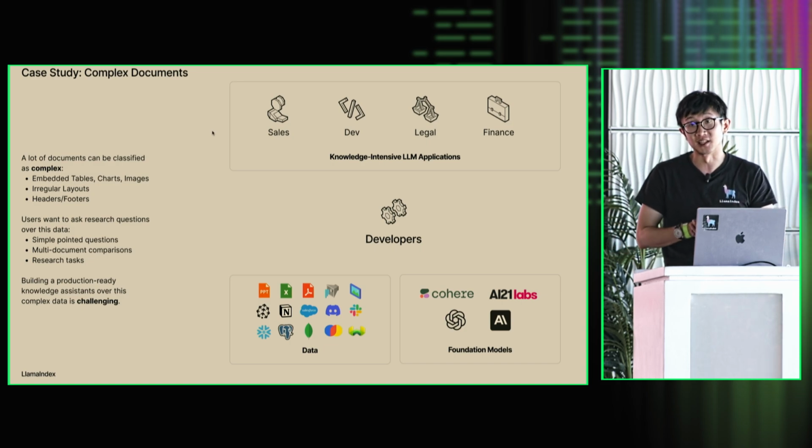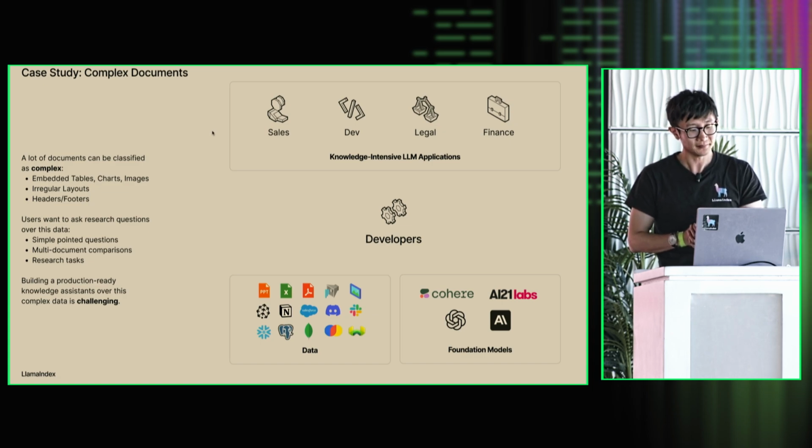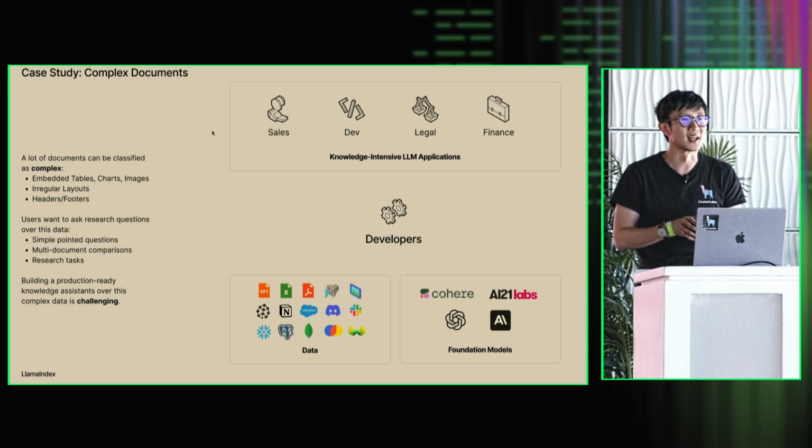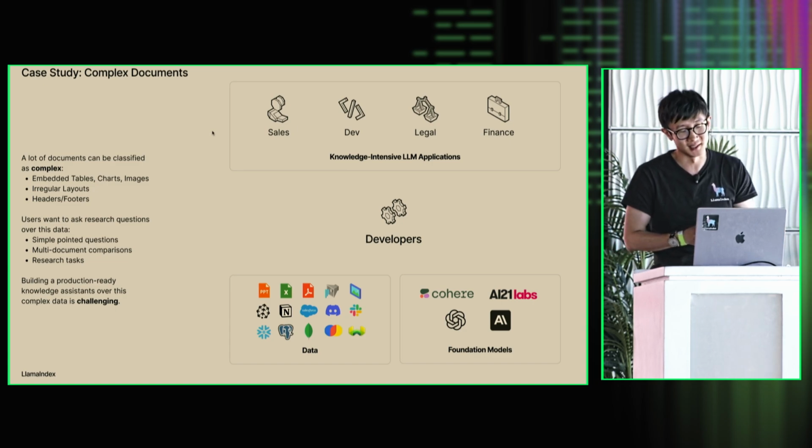The text might be in irregular layouts. You might have your 1-column or 2-column layouts, but then you might also have floating text boxes if it's a slide deck, and you might also have headers and footers. Users want to understand this data, or basically they want to throw all this data into an LLM and be able to ask questions over this entire data.